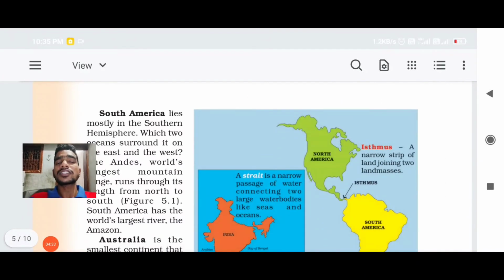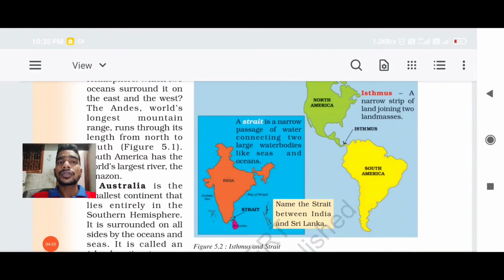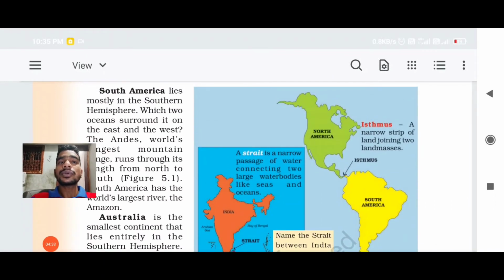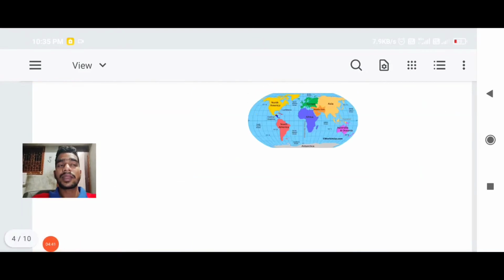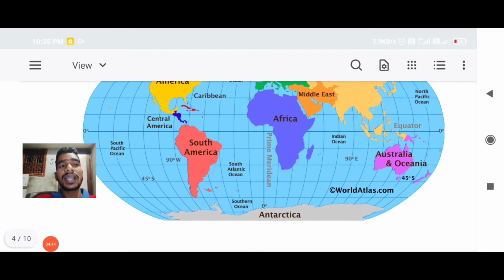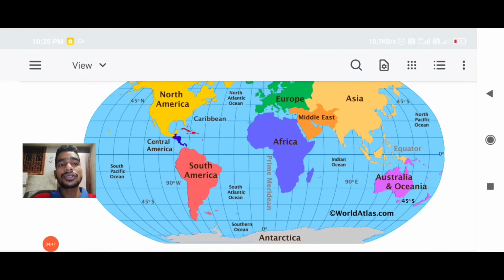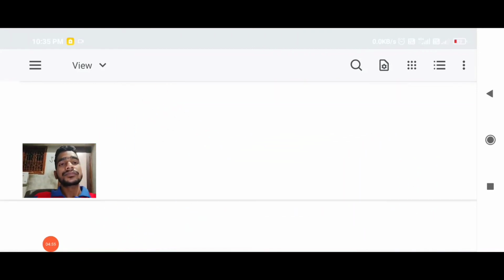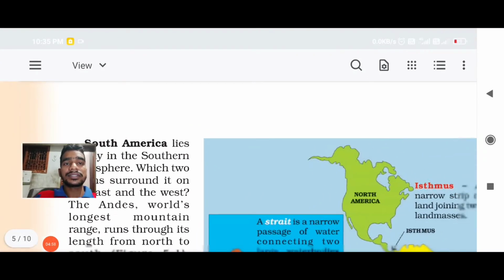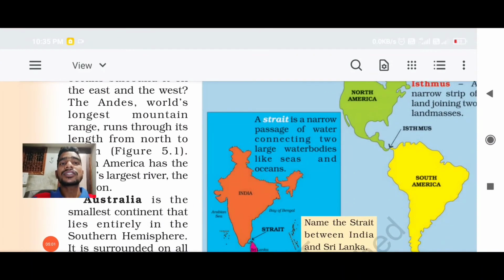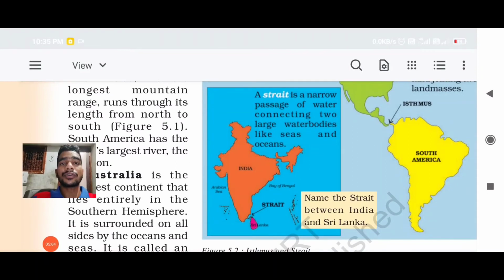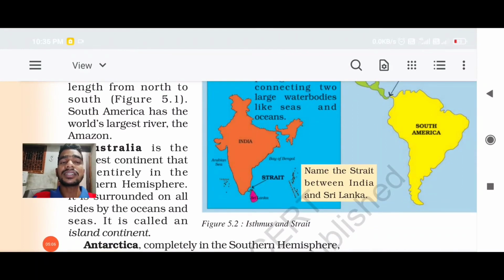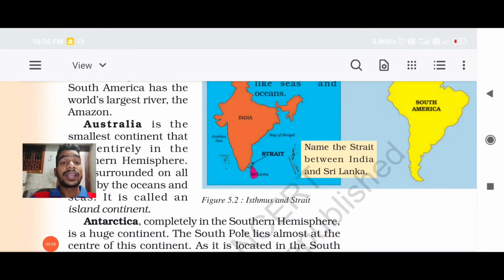South America lies mostly in the southern hemisphere. The question here is which 2 oceans surround it in the east and the west? Like you can see in this picture, the South Atlantic Ocean, the Southern Ocean, and the South Pacific Ocean lie around South America. The Andes, the world's longest mountain range, runs through its length from north to south. South America has the world's largest river, the Amazon, whereas Africa has the world's longest river, the Nile.